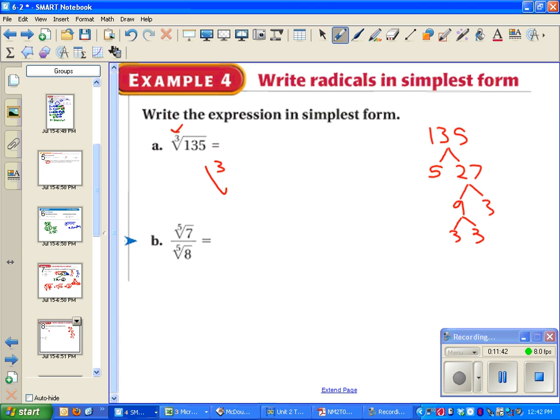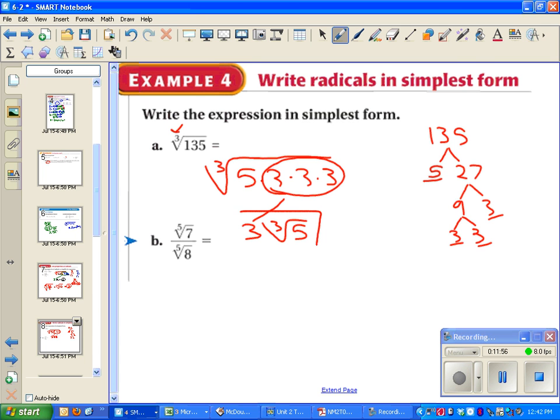And then rewrite the prime factors under the radical, right? These 3 can come out to play as 1. So that would be 3, and then the cube root of 5, and we are done. 5 cannot come out to play because it does not have 2 other friends. All right, part B works a little bit differently.